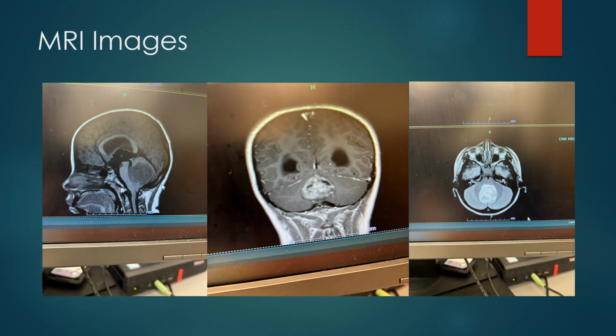Now, these are the MRI images that I was able to obtain. On the left, the first image is a sagittal view of the brain. The lower right portion of the brain is displayed, and this shows the medulla oblongata.